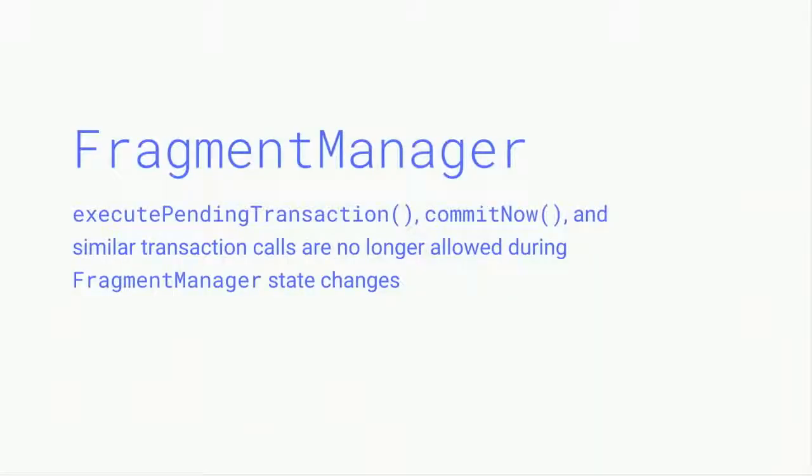We also have some changes in Fragment Manager that are important to know about. So transaction calls, things like execute pending transaction, commit now, can be dangerous to call if you're already in a transaction, if you're already in a state change. These can be reentrant and have some unexpected behavior. So we want to make it a little bit easier to do the right thing, more difficult to do the wrong thing. And these will now be strictly enforced and throw exceptions if you're trying to do reentrant transaction calls.